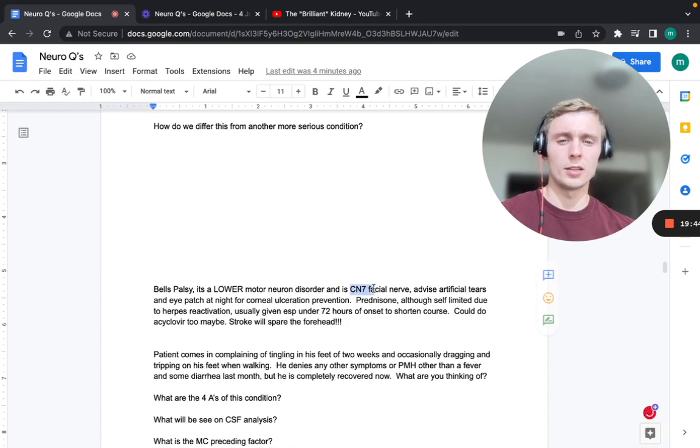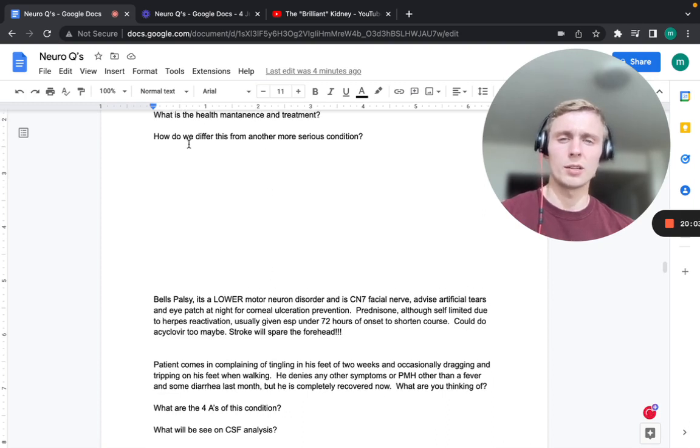So cranial nerve 7, that's going to have a palsy. We can give prednisone, although this is a self-limiting condition. We can give prednisone for this condition, and it's usually helpful if we give it earlier, within 72 hours of the onset of the symptoms. We could do acyclovir too, as herpes is a potential cause for this.